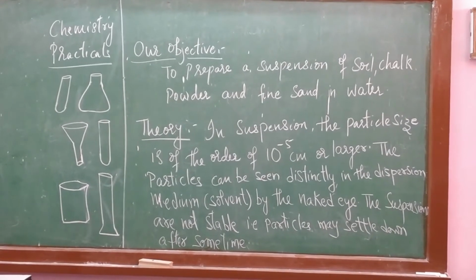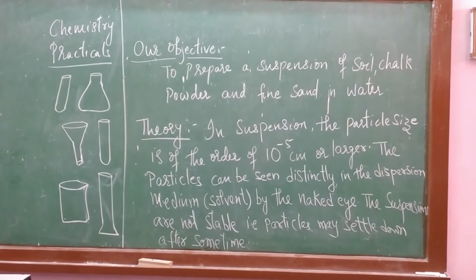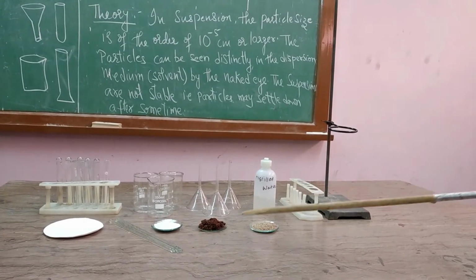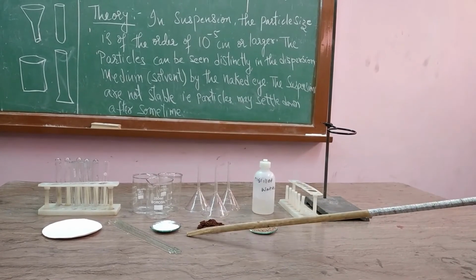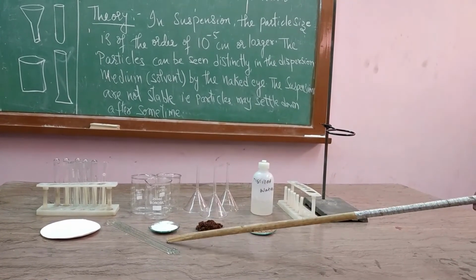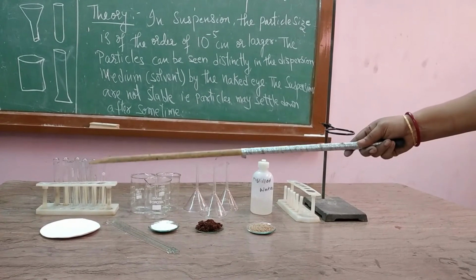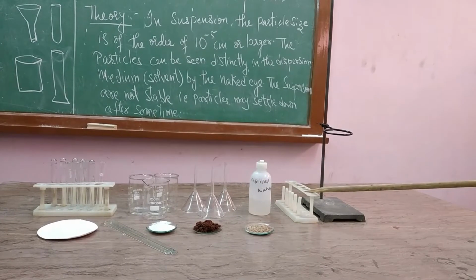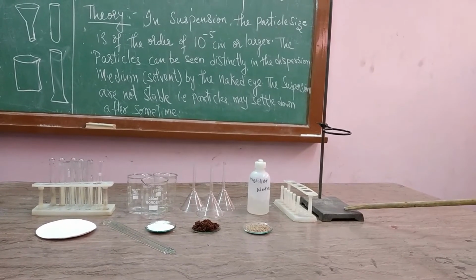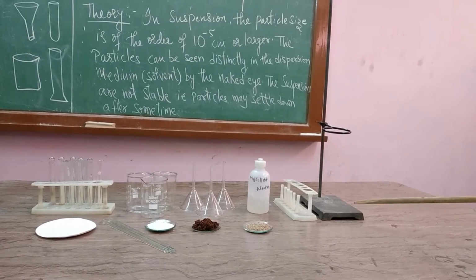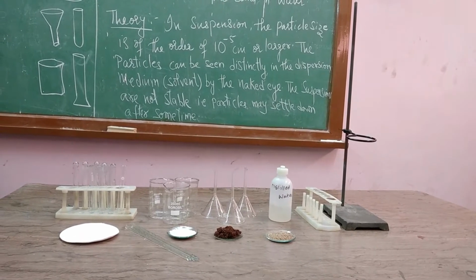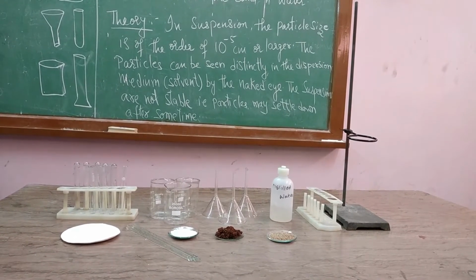The materials required for the experiment are sand, soil, chalk powder, glass rod, filter papers, test tubes, beakers, funnels, distilled water, test tube stand and funnel stand. Now let's do the experiment and see the properties of suspension.